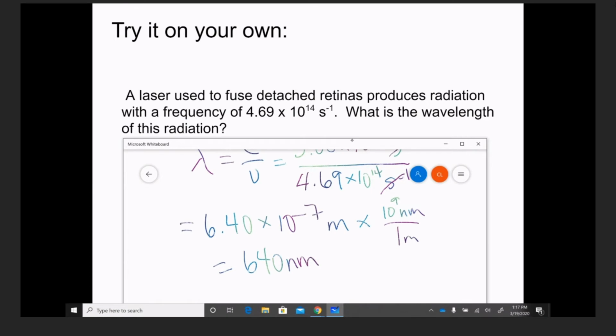Especially with the visible region, it's about 400 to 700 nanometers from red to violet. So it'll usually be hundreds of nanometers, so that's usually a good unit for it. All right, so hopefully you got 640 nanometers for that problem. If you didn't, go ahead and pause the video and rework it.